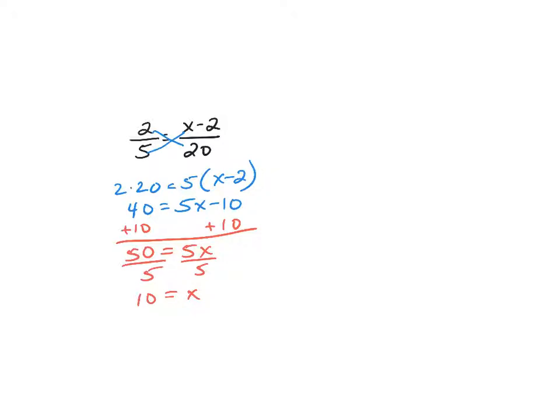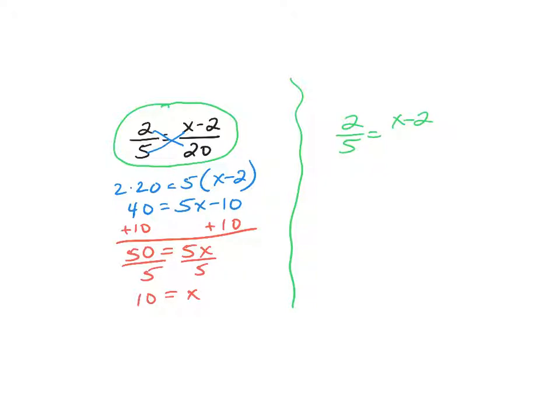One idea to remember: this idea of cross multiplication only works if you have two fractions in the problem that are equal to one another. I'm not going to solve this problem that I'm going to show you, but if, for instance, you had 2/5 is equal to (x − 2)/20 + 5, you could not do this because you don't have just two fractions that are equal to each other.